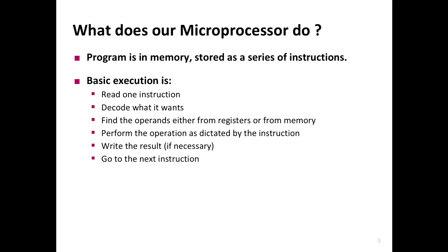Now we start from here. We start reading one instruction. We decode what the instruction has to do. Exactly as I mentioned, we find the operands, whether in a register or memory. I forgot to put memory here, so you find where you have to feed in the data. Then you perform the operation whatever is needed: add, subtract, load, or whatever. You perform that corresponding operation, write the result if necessary, and then go back to the next instruction. These are the steps our microprocessor has to do to execute one single instruction. And a set of instructions becomes a program.